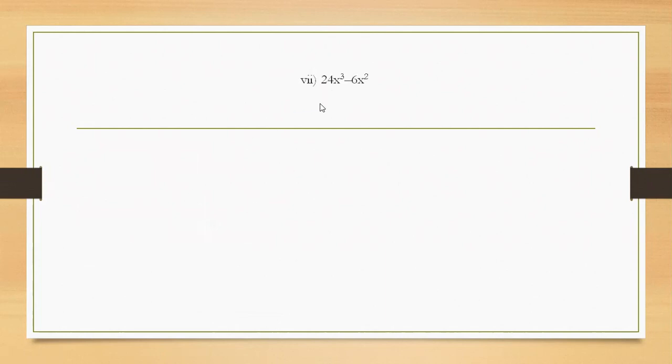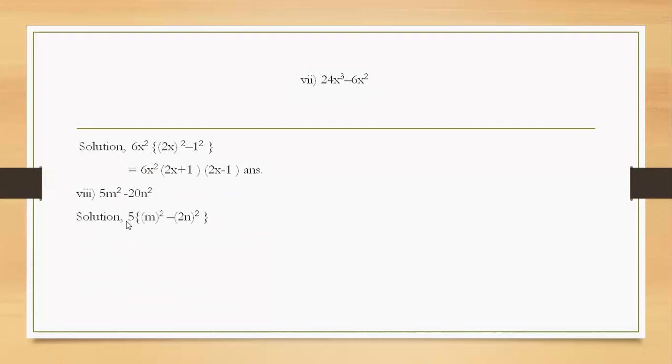Similarly, here 24x cube minus 6x square. 6x square is common. Then it will be 6x square, then 2x whole square minus 1 square, 2x plus 1, 2x minus 1. These are the factors. These three factors became. Here also 5 is common. m square minus 2n whole square. Then m right outside. m plus 2n, m minus 2n. These are the three factors.